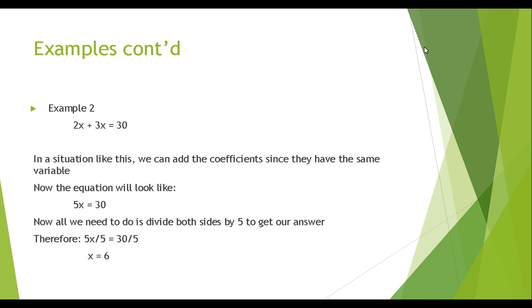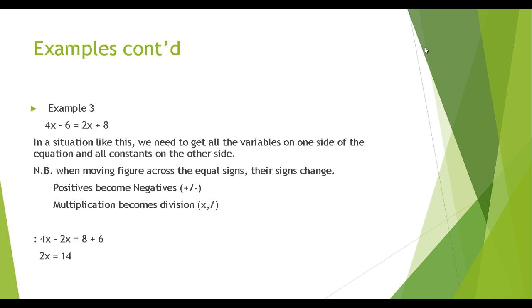Alright, so example number 3. 4x minus 6 equal 2x plus 8. Alright, so this looks a bit tricky, doesn't it? No worries. In a situation like this, we need to get all the variables on one side of the equation and all constants on the other side of the equation. So we're going to group up all the x's on one side and group up all the constants on the other side of the equation.